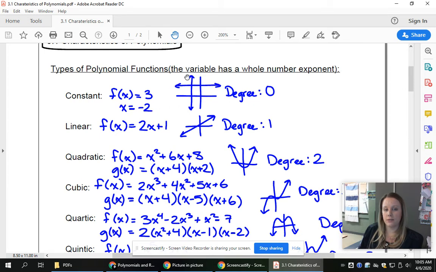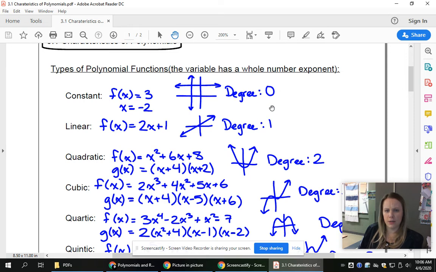X equals -2 would be a vertical line, so not a function for this one. Linear, we did this in Math 10C. These are mx plus b, so slope y-intercept equations. Any kind of straight line that slopes across the Cartesian plane would be a linear function, which is just a special word to describe a polynomial function.